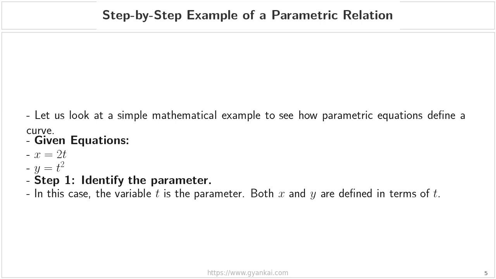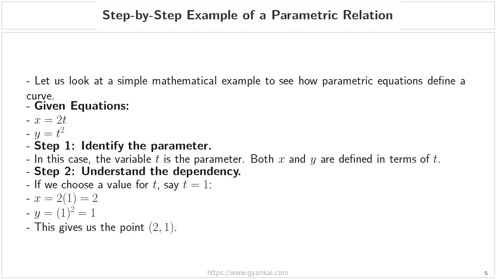In step 1, we must identify the parameter. In this specific case, the variable t is the parameter. As we established in our earlier discussion, this means that both x and y are defined in terms of t, making t the bridge between the two coordinates.